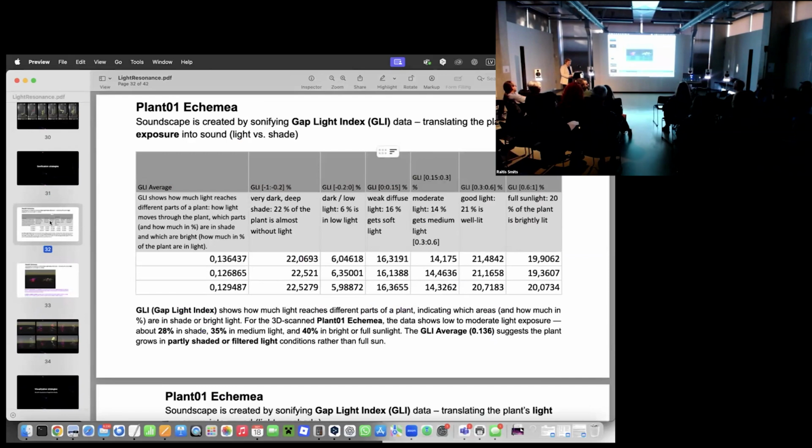But what I was giving, it was the tasks for Krista to work with the field recordings and try to understand what I want to get out of, for example, the plant number 1, Ehemia. So it was a soundscape created by, so here for this Ehemia, I choose the sonifying this GLAI data, which are translating plant light exposure. And so they were measuring how plant has been feeling when it was growing, how much exposed to the light comparably to the shadow this plant has been growing. So all these parameters are there.